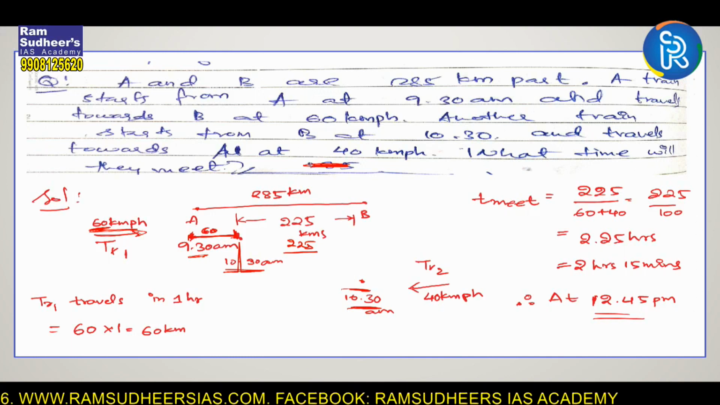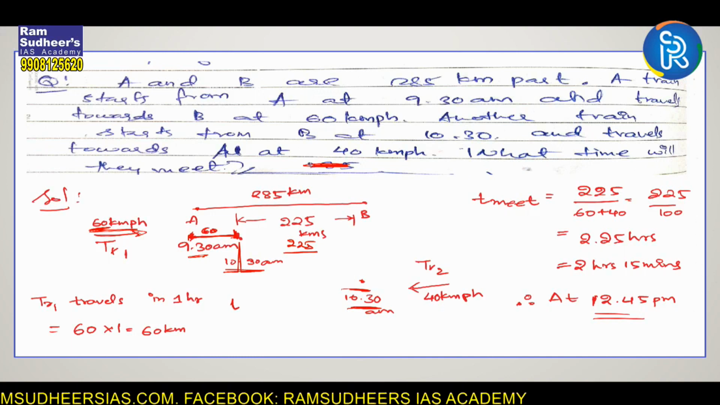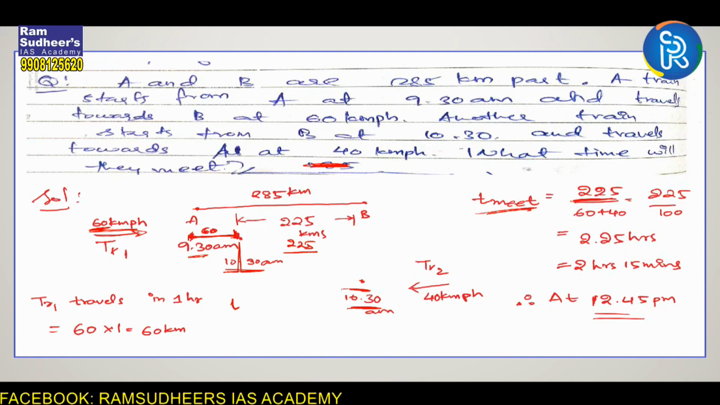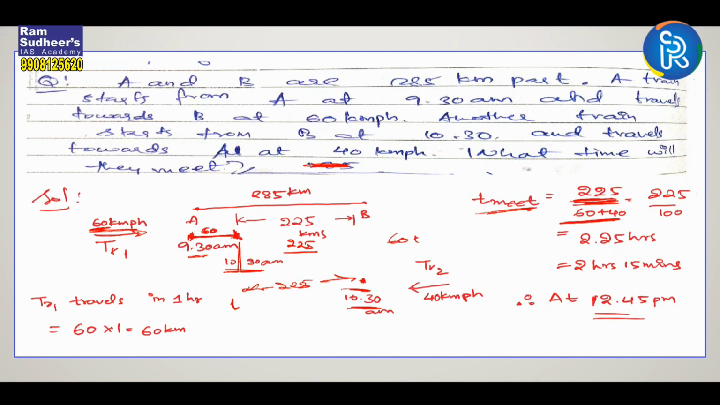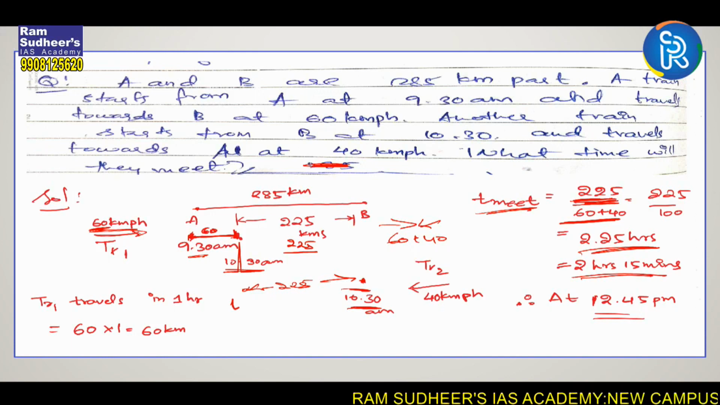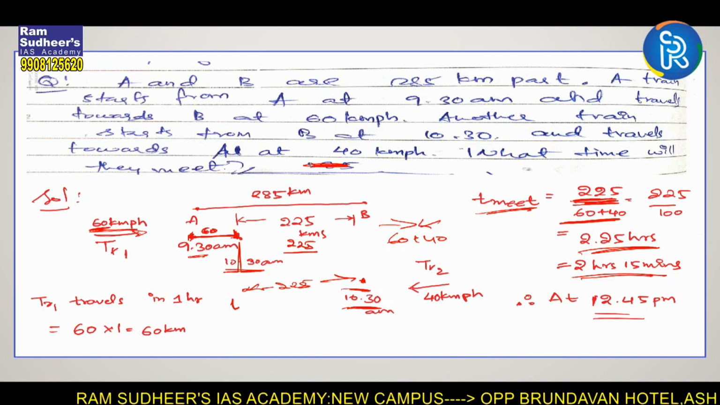And what time will they meet? Time to meet equals the remaining distance between them, 225, by the relative speed, which is 60 plus 40 because they are moving in opposite directions. So 225 by 100 is 2.25 hours, which is 2 hours 15 minutes. He is asking at what time. From 10:30 they started, and 2 hours 15 minutes ahead they will be meeting each other, which is 10:30 plus 2 hours 15 minutes, which is 12:45 p.m.